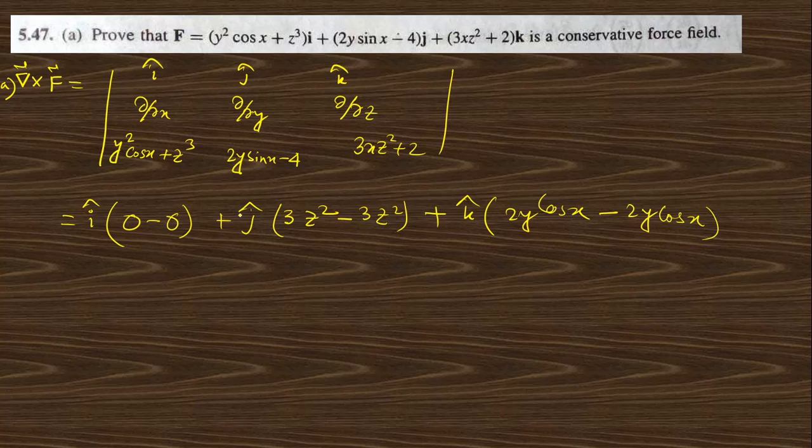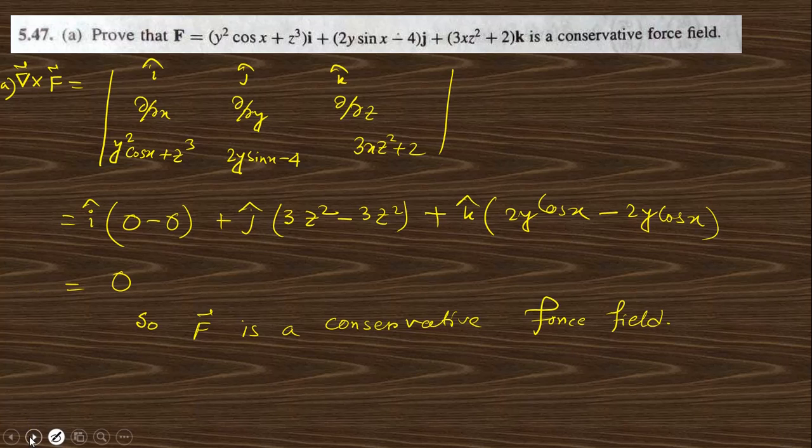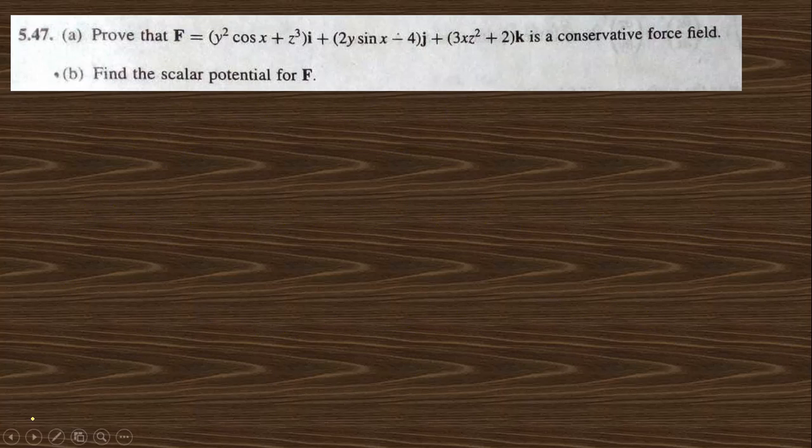So, you can say this is 0, this is 0. So, this becomes 0. Since this is 0, we can say F is a conservative force field. Okay, this is the conservative force field. Go to the next one.